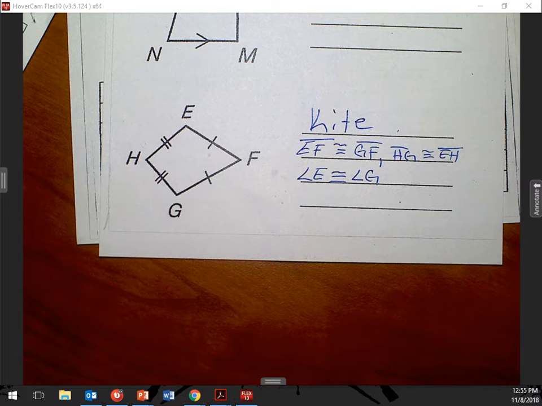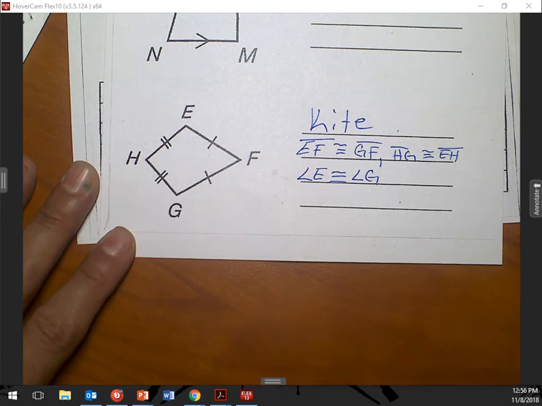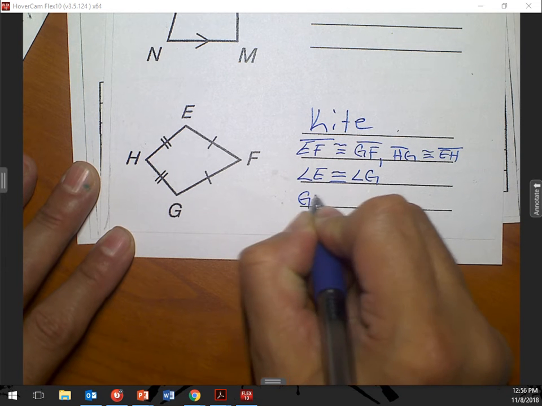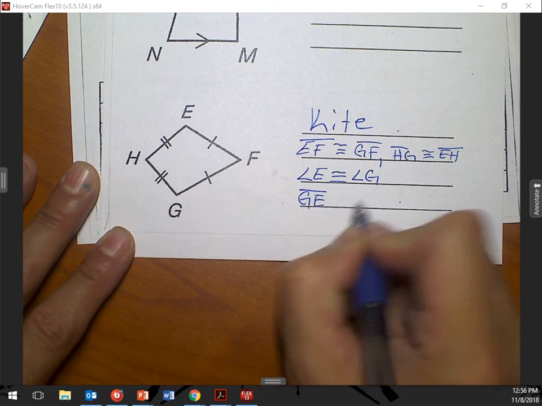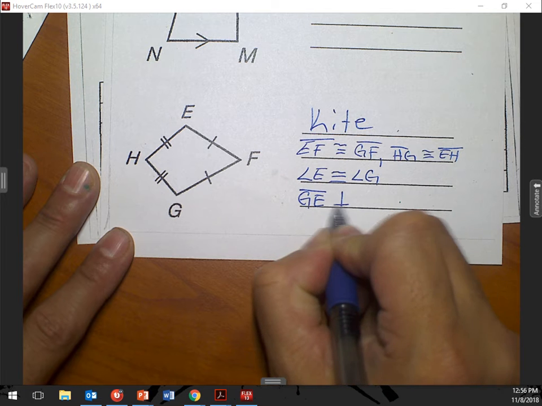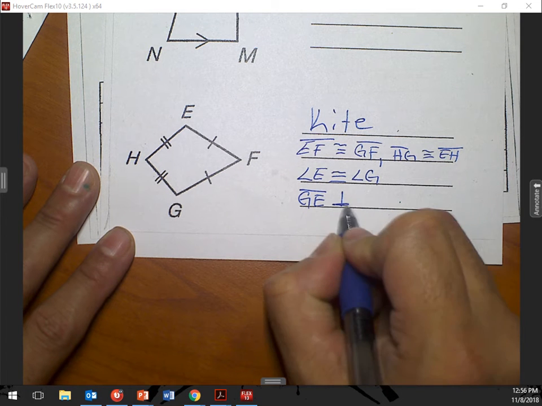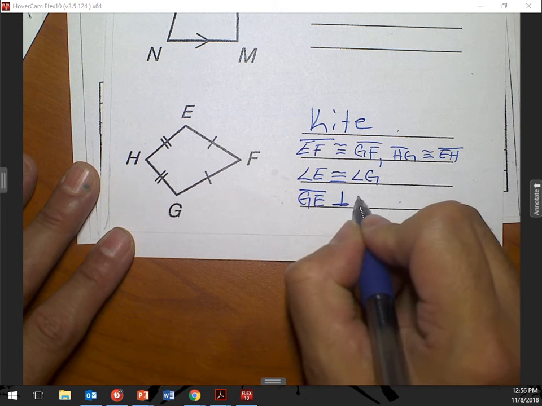Okay. Anything else? Diagonals are perpendicular. So with diagonals are perpendicular, I would like for you to state what those are. Yes, they are perpendicular, right? You have to tell me what they are. GE is perpendicular to HF. There's my symbol for perpendicular.